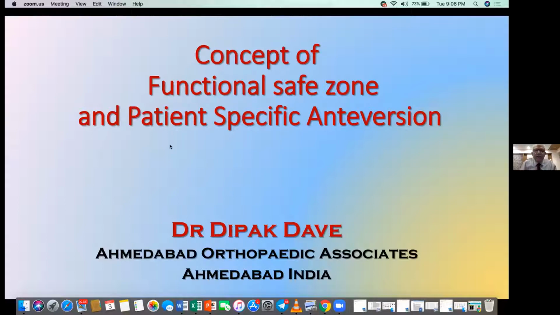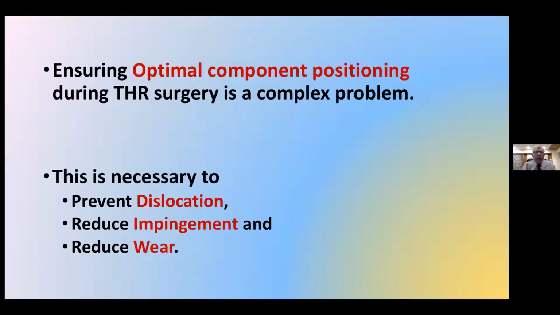Good evening, friends. The topic which I have selected is the concept of functional safe zone and patient-specific anteversion in THR surgery. Ensuring optimal component positioning during THR surgery is a complex problem, but it is necessary because we want to prevent dislocation, reduce impingement and reduce wear. And for this, your component positioning has to be optimal.